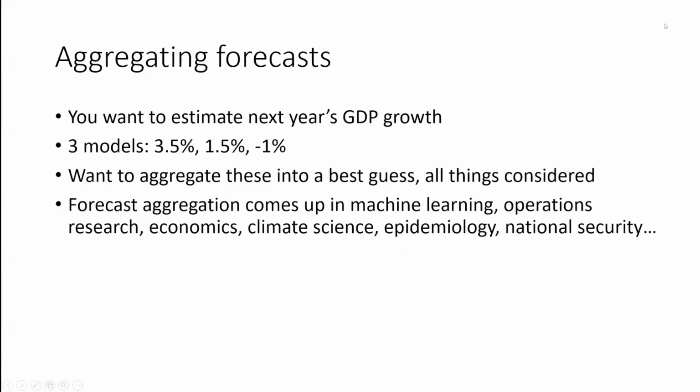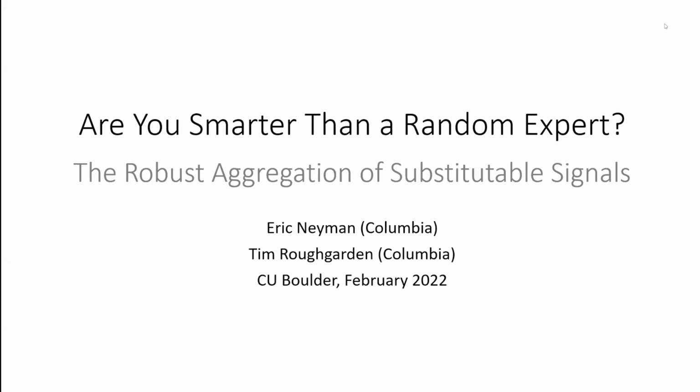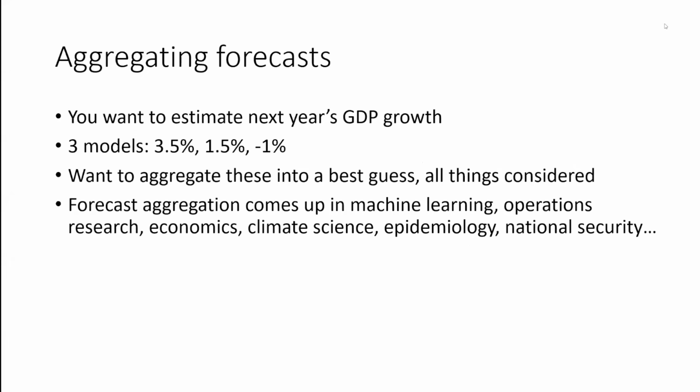As Dominic said, I am Eric Neyman, and this is joint work with my advisor, Tim Roughgarden. Let's say that you're an economist and you want to estimate next year's GDP growth. So you look at 3 macroeconomic models. One tells you that there's going to be a 3.5% growth next year. Another says 1.5%. And a third expects the economy to shrink by 1%. And you want to aggregate these into an all things considered best guess. This is the problem of forecast aggregation, and it comes up all over the place in lots of different areas of science.